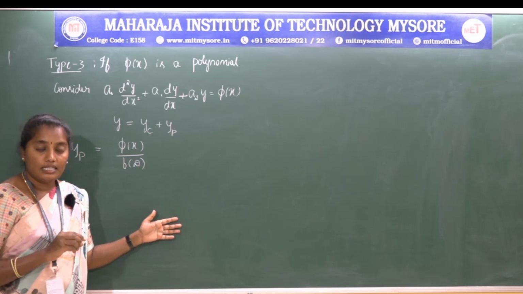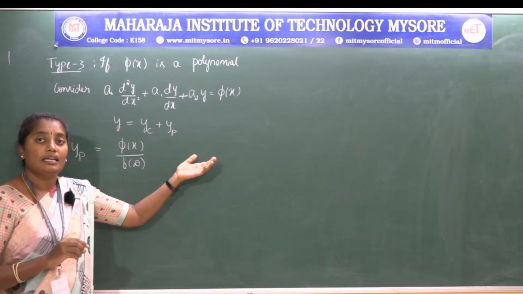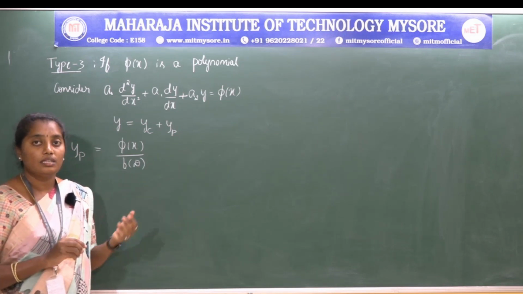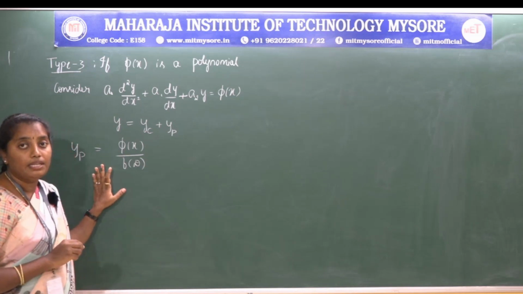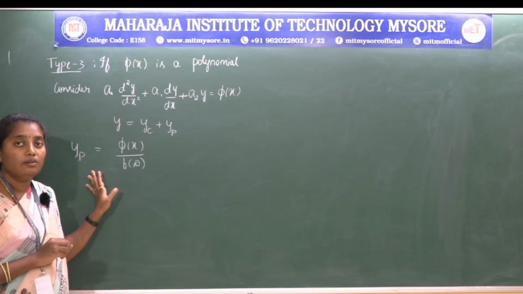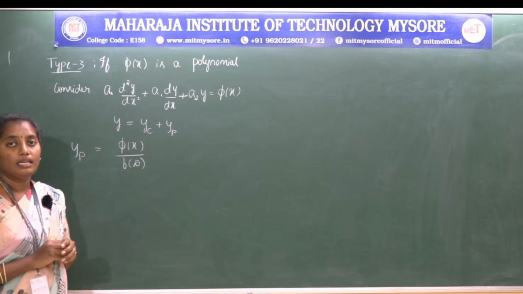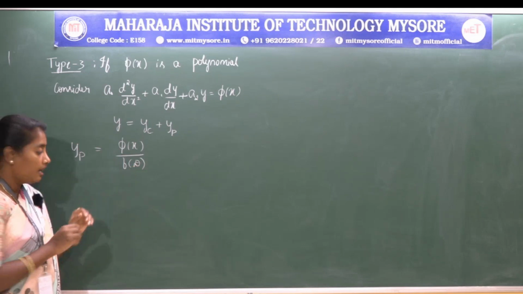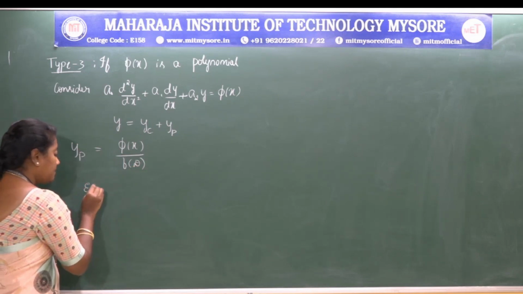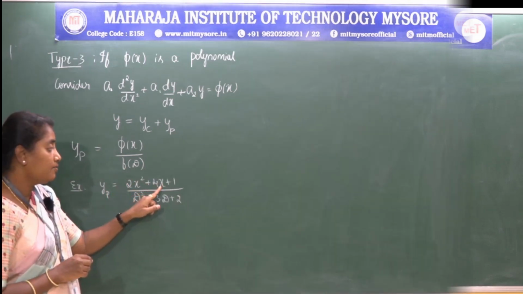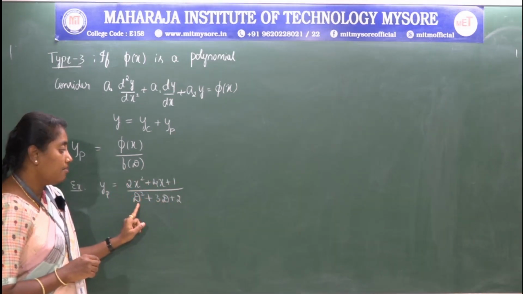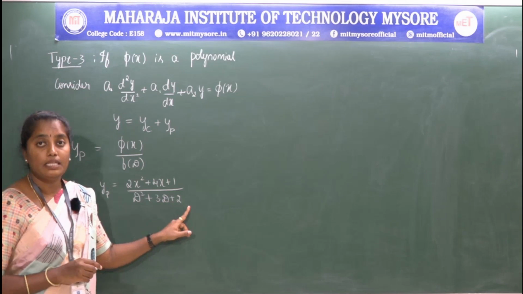After division gets completed, the resultant quotient is called the yp, that is the particular integral value of a polynomial equation. For that, I will consider an example: 2x squared plus 4x plus 1 divided by d squared plus 3d plus 2.